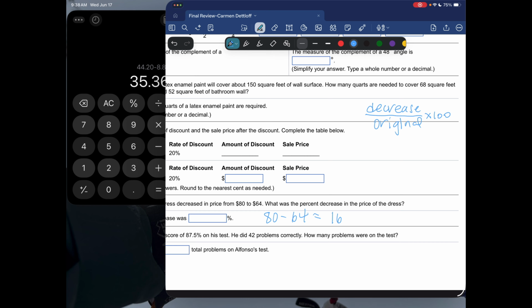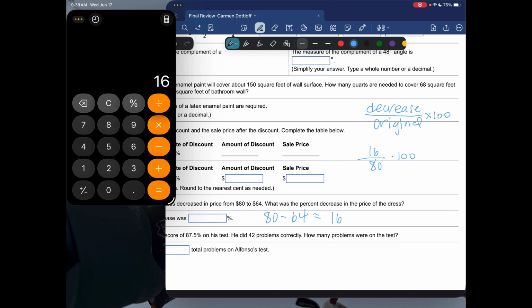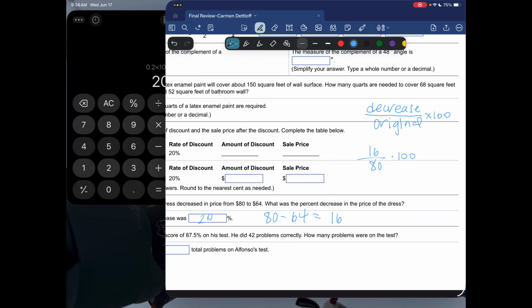So decrease over original, I get 16 over 80. That was my original price. And then times 100. Now I could also set it up as parts per whole. Either way works. If I do 16 divided by 80 times 100, that gives me a discount of 20%.